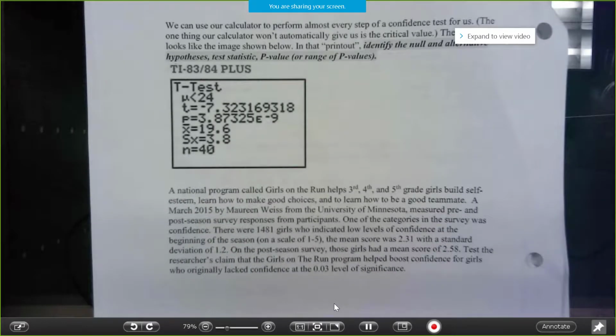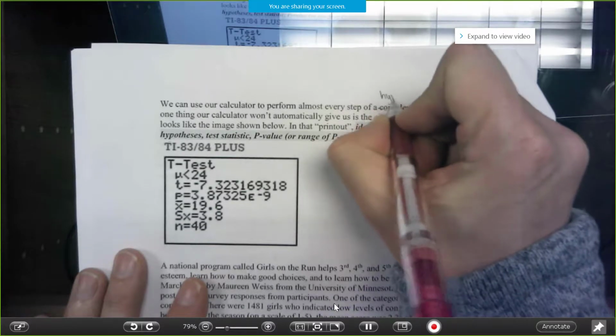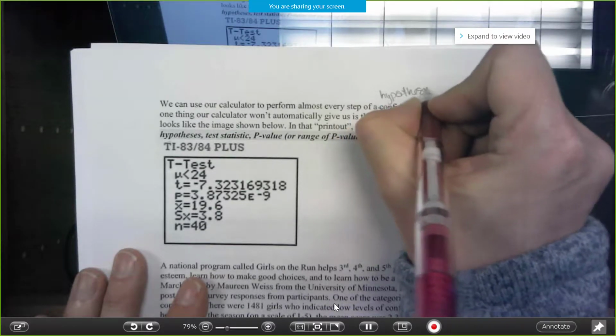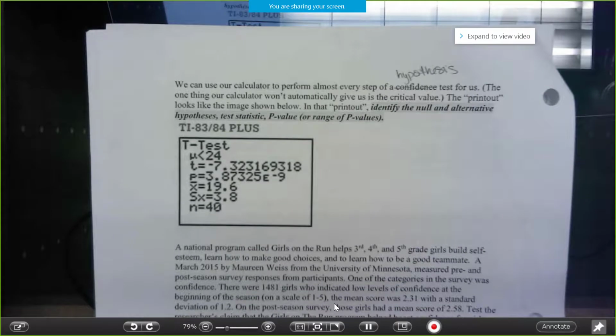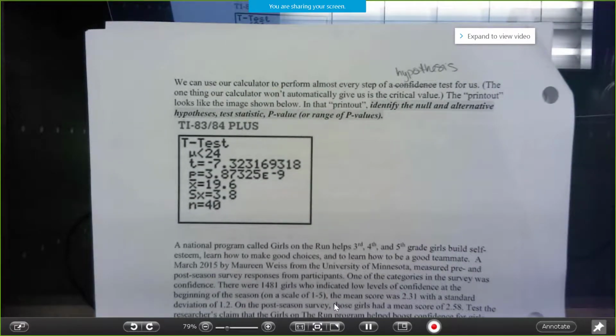So it says we can use our calculator to perform almost every step of a hypothesis test for us. The one thing our calculator won't automatically give us is the critical value. It will give us the test statistic and the p-value. It says the printout looks like the image shown below. In that printout, identify the null and alternative hypotheses, the test statistic, the p-value, or the range of p-values.